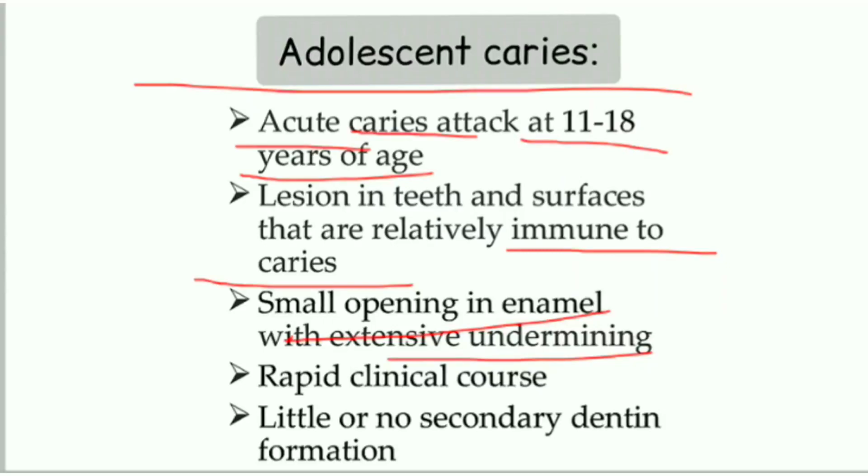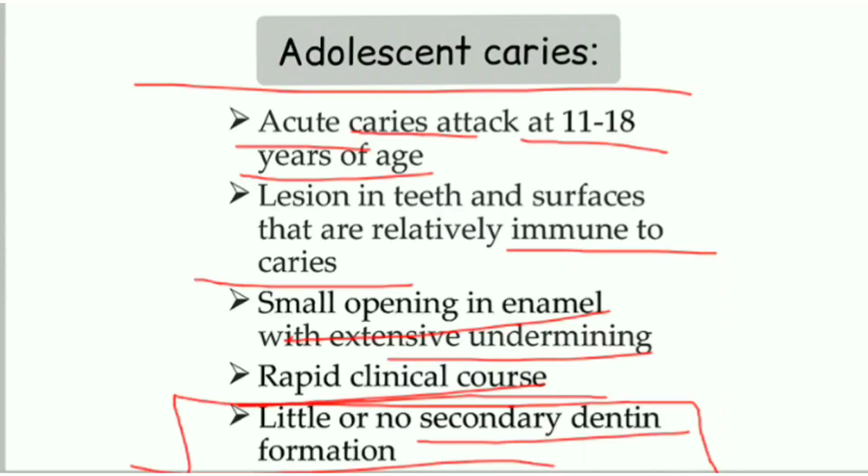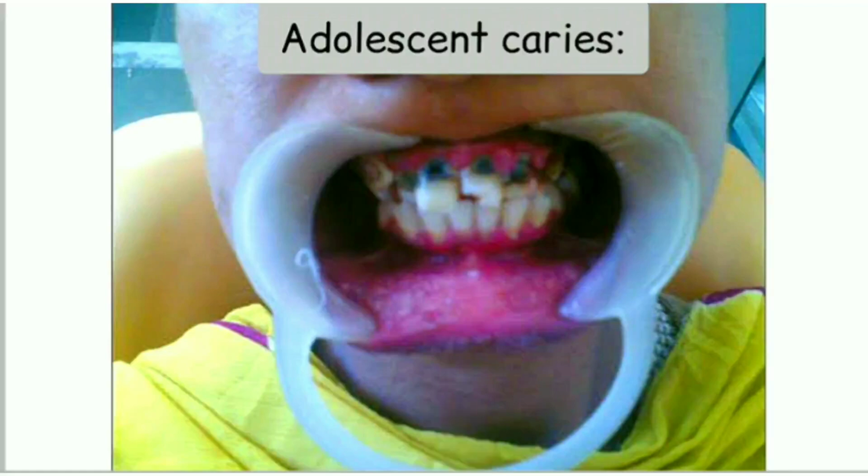It has a rapid clinical course, so it involves the pulp very rapidly. There is little or no secondary dentine formation. So here the reactive dentine or secondary dentine formation will usually not be seen, and if it is seen, it will be of a very small amount. Here you can see the clinical picture of adolescent caries. You can see this adult child has carious lesions of the anterior maxilla.